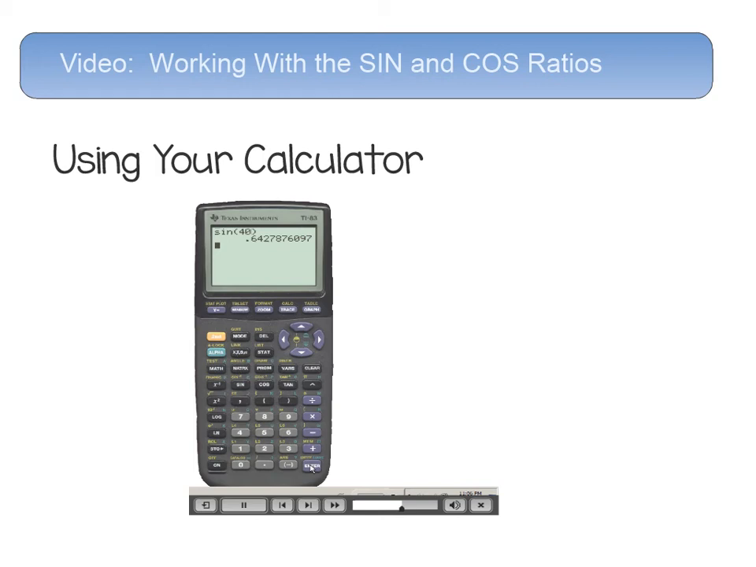So we need to look to the 5th decimal place. If it's 5 or more, we will add 1 to the 4th decimal place. Since the 5th decimal place is 8, we need to round the 7 to an 8. So our answer would be 0.6428.